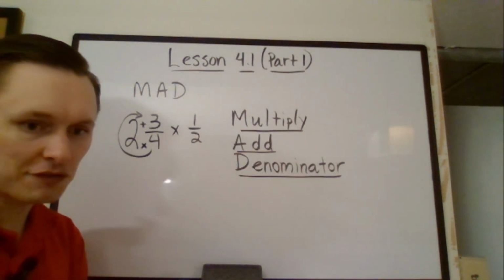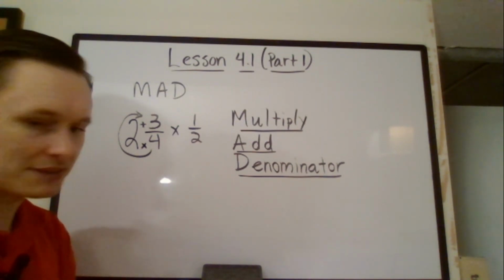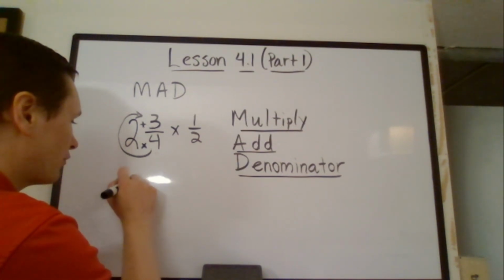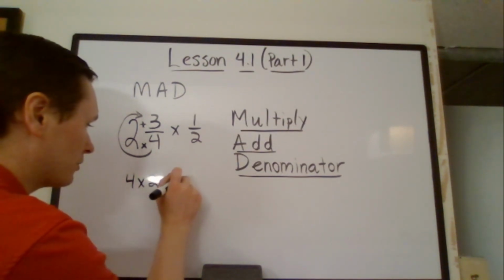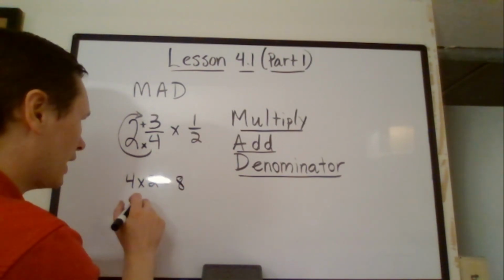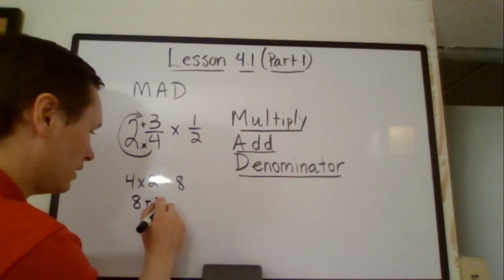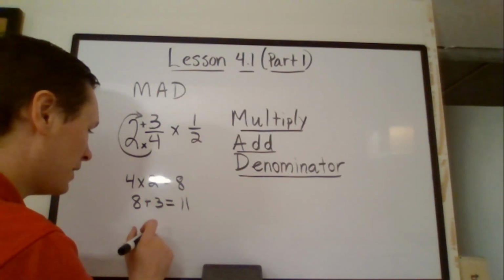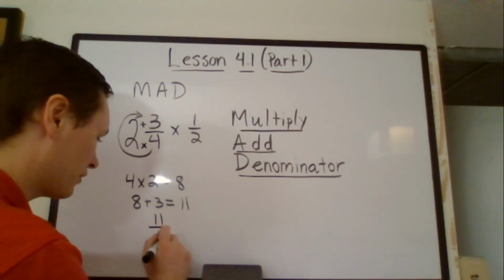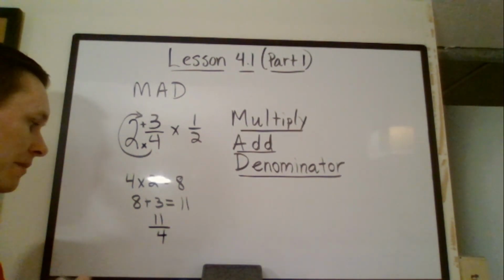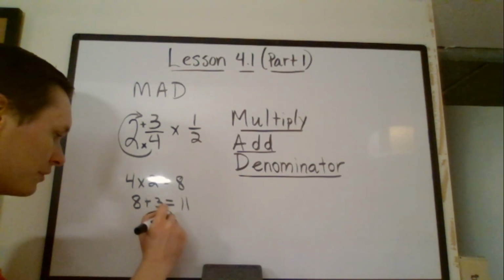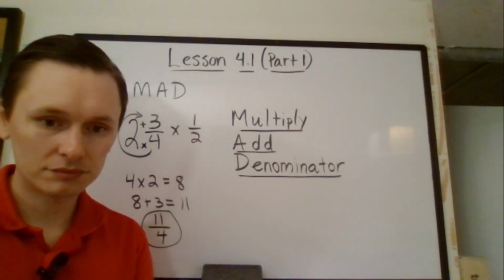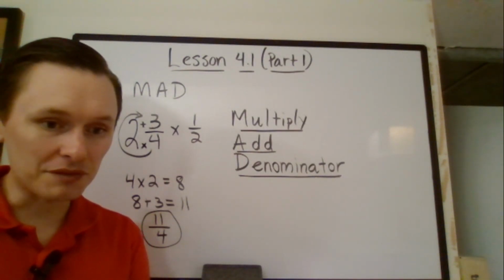So if we get mad for 2 and 3/4, okay, let's get mad. So I have my 4 times 2, which equals 8. And then I have 8 plus 3, which equals 11. And then I keep my denominator, and I have 11 over 4. So now I just got mad, and I found out that when I get mad for 2 and 3/4, I get 11 over 4, or 11/4. It's awesome.